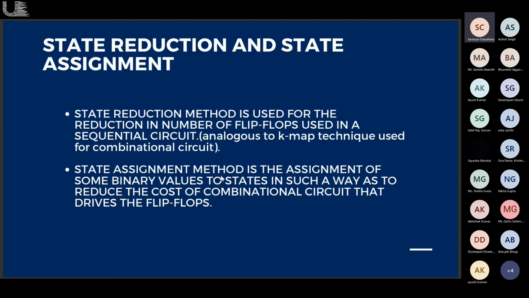And the state assignment, we do it to reduce the number of flip-flops used in the circuit, as we used to do in combinational circuits using K-map. We used to solve the problems using K-map so that we can reduce the number of gates used to make the circuit. The state assignment method is to assign binary values to the states in such a way as to reduce the cost of the combinational circuits that drive the flip-flops.